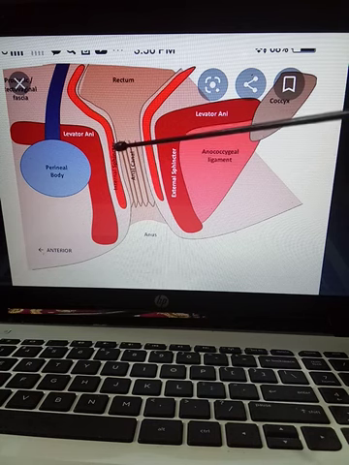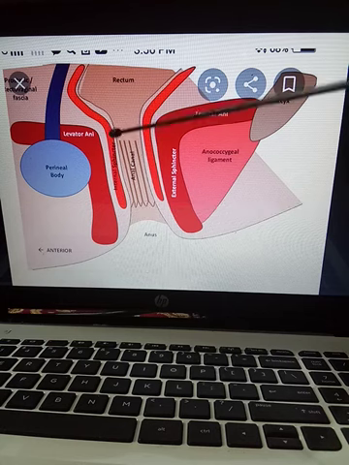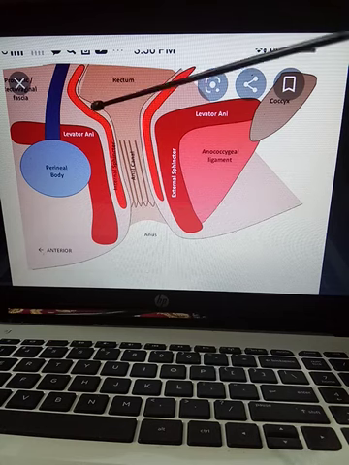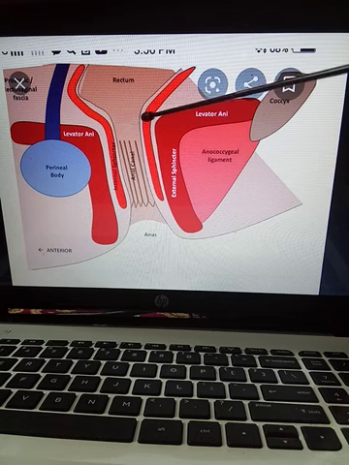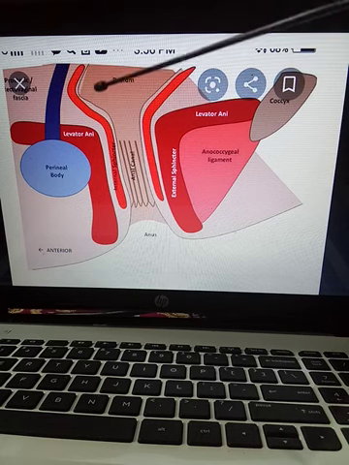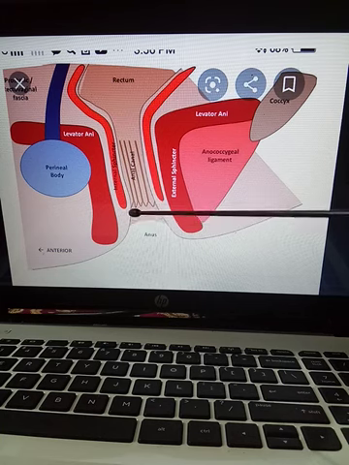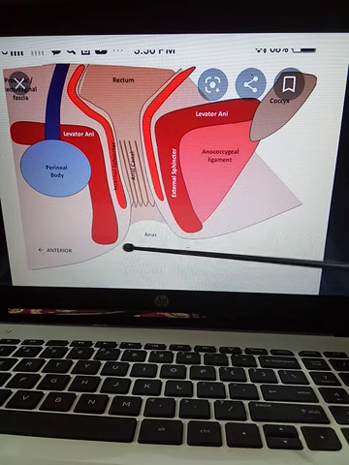After that comes its length. It is 3.8 centimeters long. What is its extension? It extends from the anorectal junction, the junction between the anus and the rectum, up to the external opening, that is the anus.